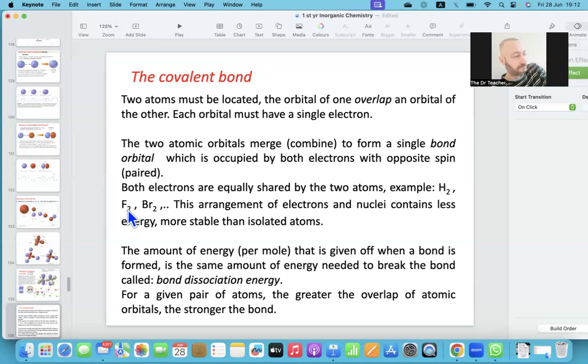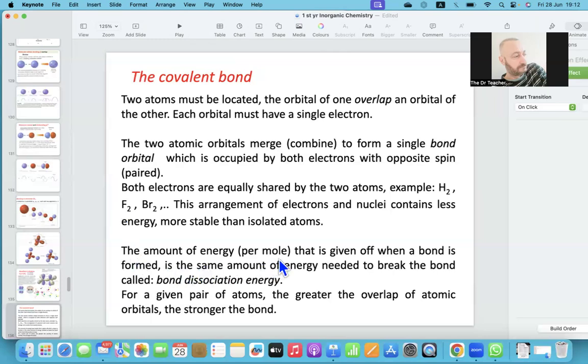Before F2, if the fluorine was a single atom, it has a single electron outside, and the other fluorine has a single electron, so they are unstable. But once they combine together, fluorine with fluorine, the formation becomes a molecule and is stable, with low energy.